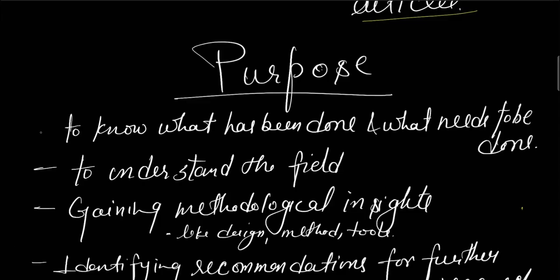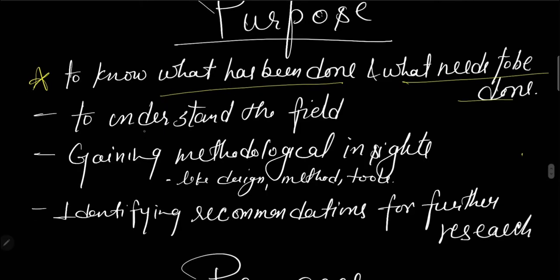The first and the most important thing, to know what has been done and what needs to be done. Okay, and to understand the field, like what it has, the effect, what are the variables, different things we get to know about it. And also gaining methodological insights, like how we do the analysis, how the design is taken, okay, from the previous one, what are the methods used, what are the tools, what are the questionnaires they have used for the data, for the analysis, and all the things we can get. Okay, just a glimpse, insights we can get.